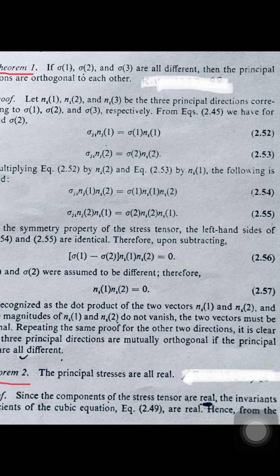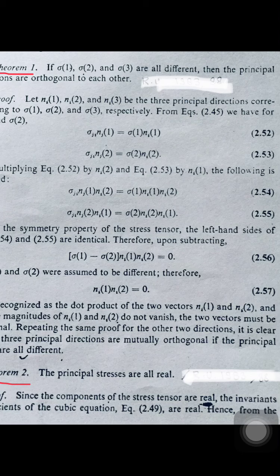1 is orthogonal to 2, 2 is orthogonal to 3, 3 is orthogonal to 1. It means all are orthogonal to each other. This is theorem 1. Now we are taking the second theorem: that the principal stresses are all real.